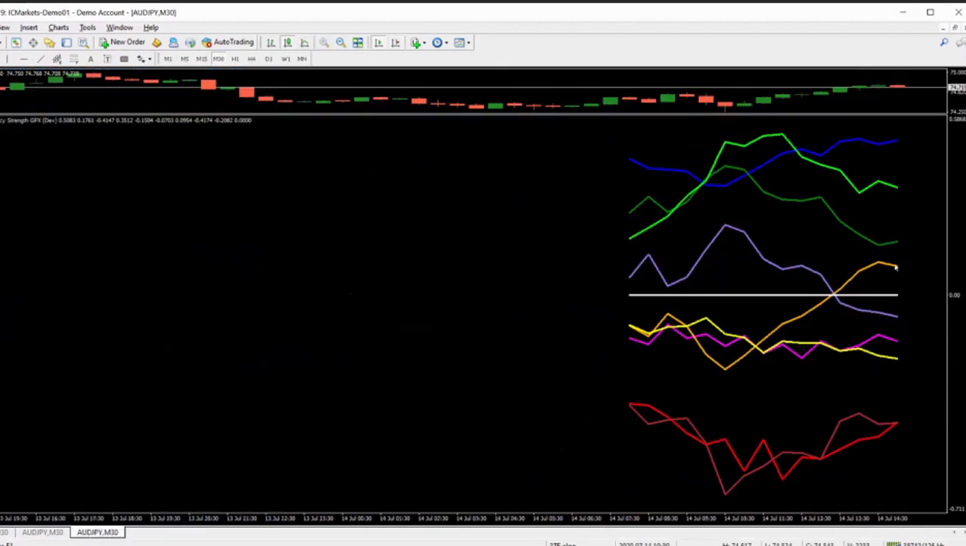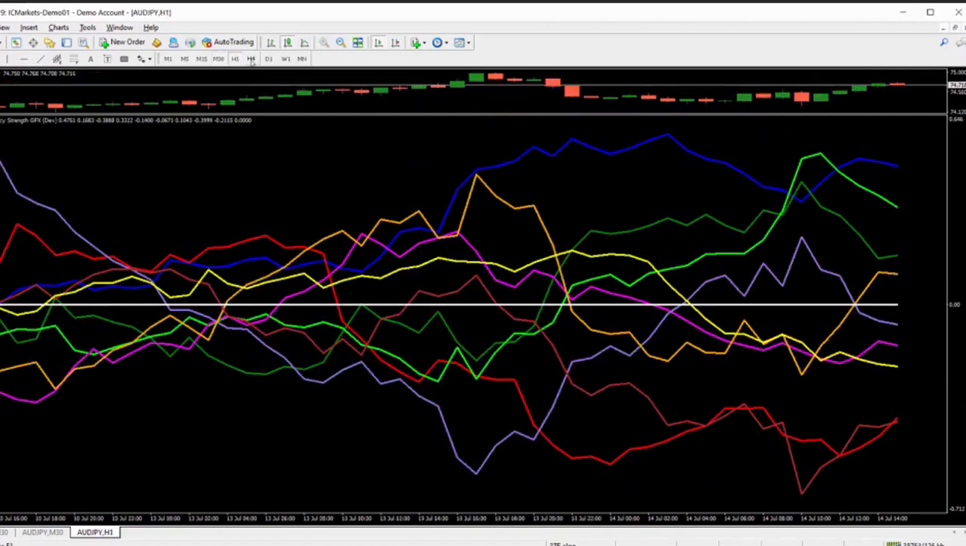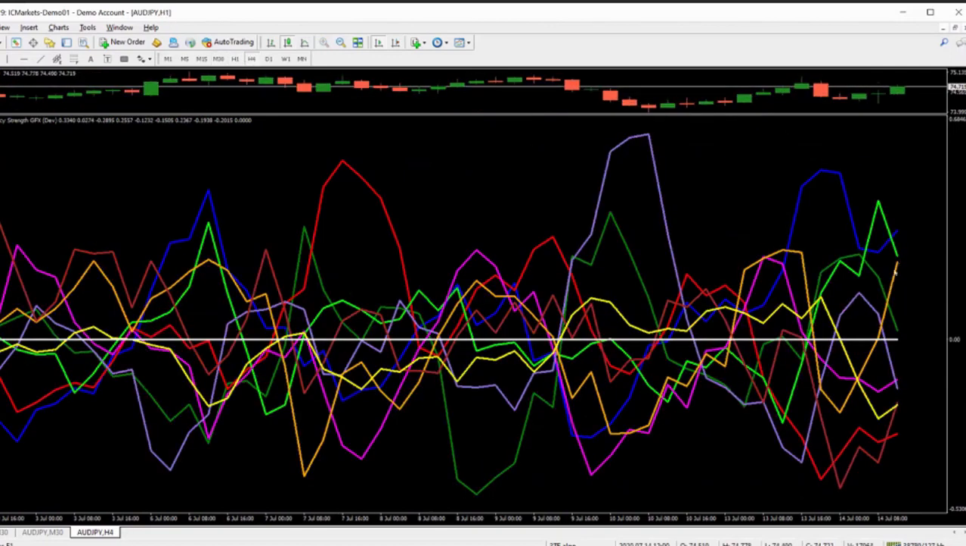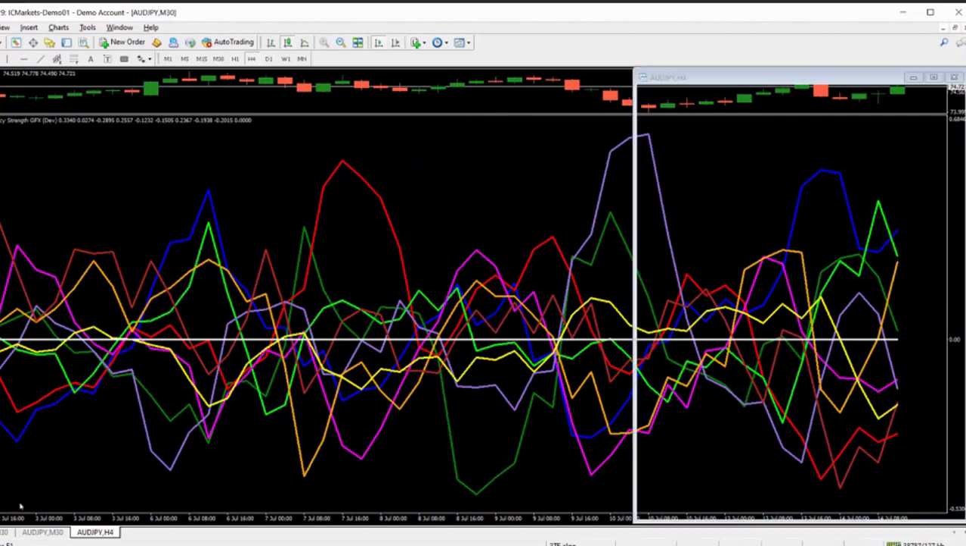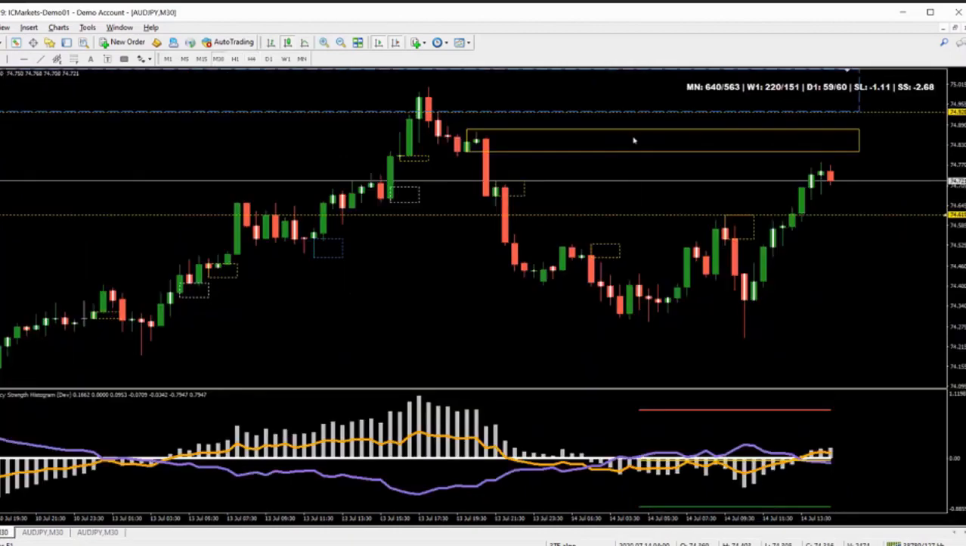And this is happening at a point where we have the Australian dollar, on a different time frame now. I have to go to the 4-hour, where we have a very strong increase in the currency strength of the Australian dollar relative to the Japanese yen. So we can expect this to start to break down.